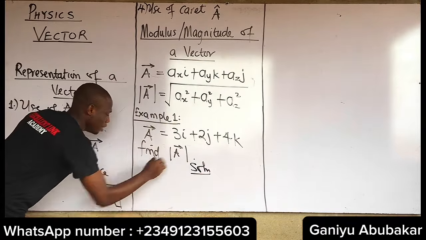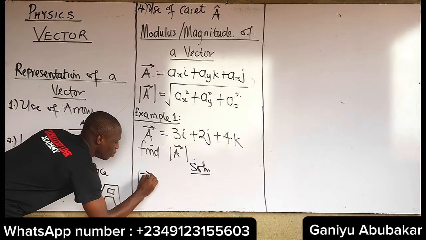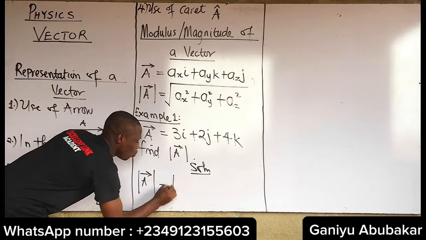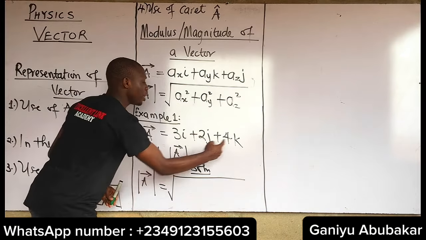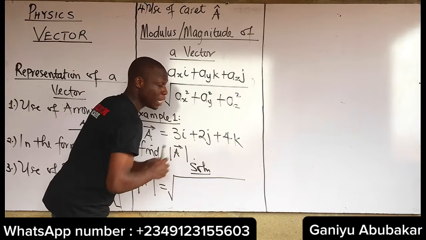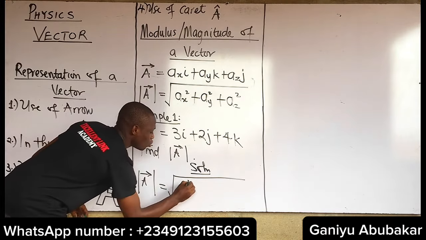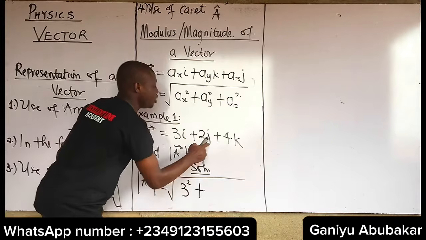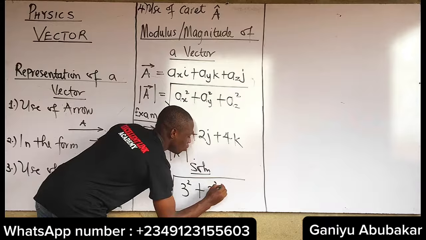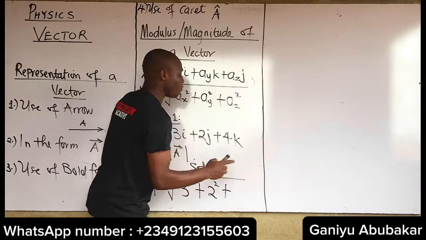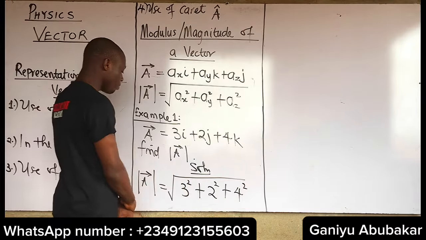What's the concept? The magnitude of vector A is equal to the square root of, pick out the coefficient of i, j, k and square them and sum them all together. The coefficient of i is 3, so 3 all squared, plus the coefficient of j is 2, that becomes 2 squared, plus the coefficient of k is 4, that becomes 4 squared.